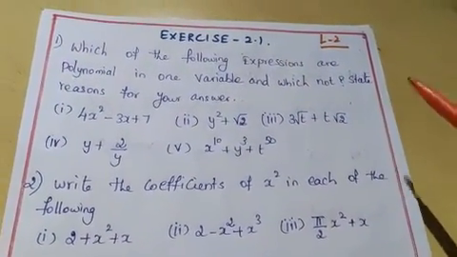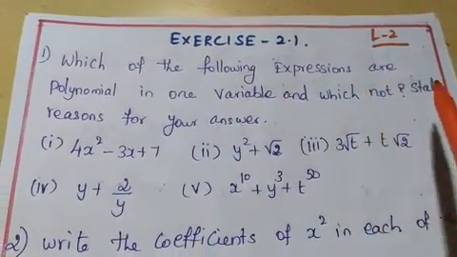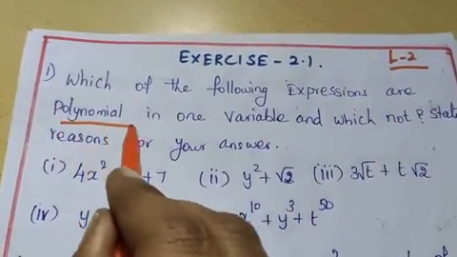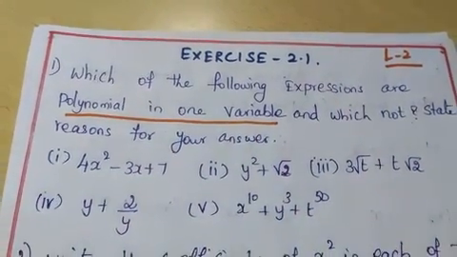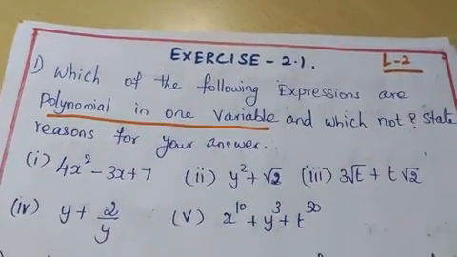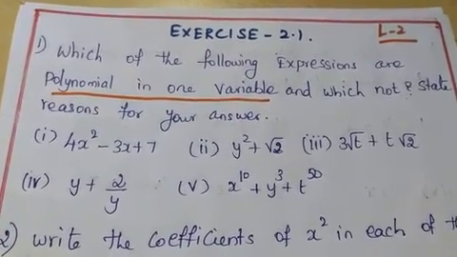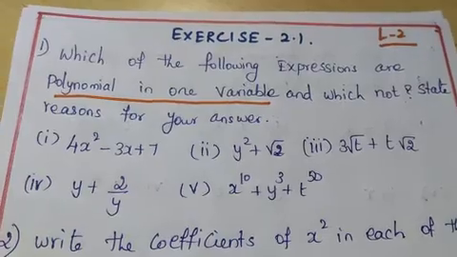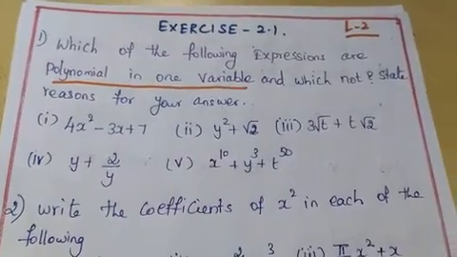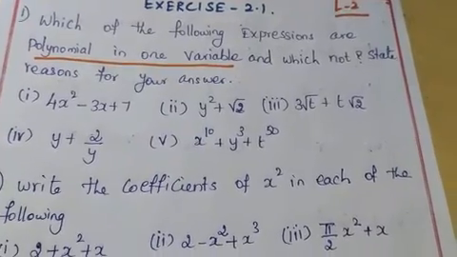Now come to the exercise 2.1. Question number 1: which of the following expressions are polynomials in one variable, and which are not? State reason for your answer. You be very careful. You know that if the exponent is negative, then it is not a polynomial, because the power of a polynomial is always a whole number, that means it starts from 0. If x power 0, that is also a polynomial. But if x power minus 1, that is not a polynomial.